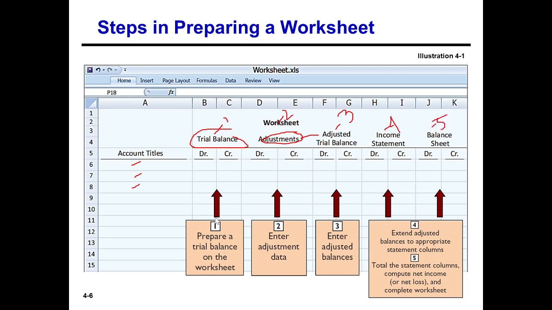Okay. So here, this is prepare a trial balance on the worksheet. That means on the worksheet we will prepare a trial balance and enter adjustment data. Number three, enter adjusted balances. And numbers four and five, that means extend adjusted balances to the appropriate statement columns. That means this is the adjusted trial balance data, and then we shift to the income statement and balance sheet. Okay.